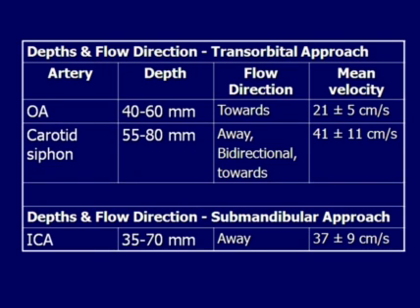Through the eye, pretty much the main vessel we're going to insonate through the transorbital approach is the ophthalmic. It'll be a little bit variable in terms of the depth, between 40 and 60 millimeters, should be coming towards us. And as we look a little bit deeper, we can pick up the carotid siphon, but depending on where we are in the siphon, the flow may be towards us or away from us or bidirectional, because remember, the vessel takes a series of turns in this region. And from the submandibular window is primarily what we're going to use to evaluate the ICA.